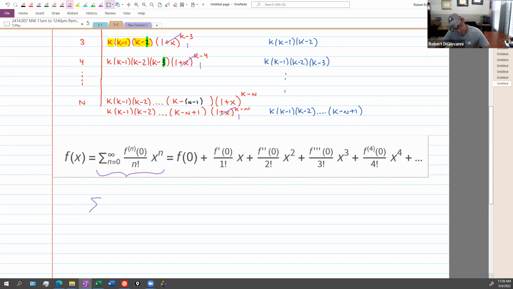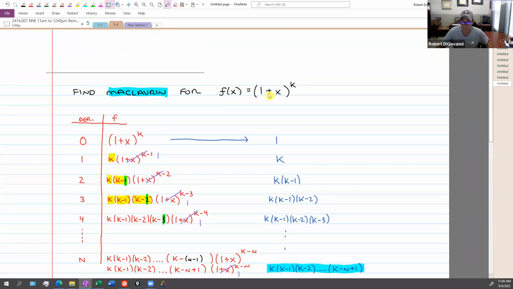This would be the sum from n equals 0 to infinity. And now I need to know what the nth derivative at 0 was. Well, that's this right here, isn't it? That's the nth derivative with us plugging in 0 because we're talking about Maclaurin. So that goes on top there: k times k minus 1, k minus 2, to k minus n plus 1. All of that divided by n factorial, and then x to the nth power. That is our Maclaurin series for 1 plus x to the k, right?